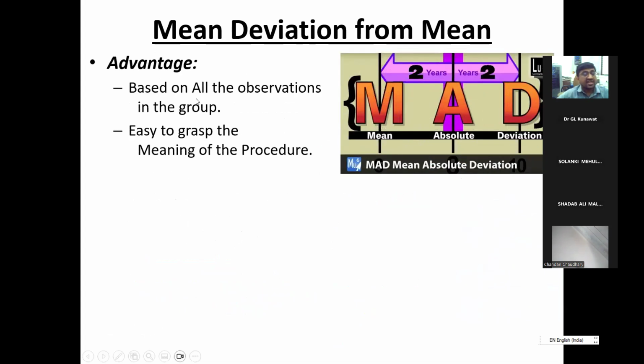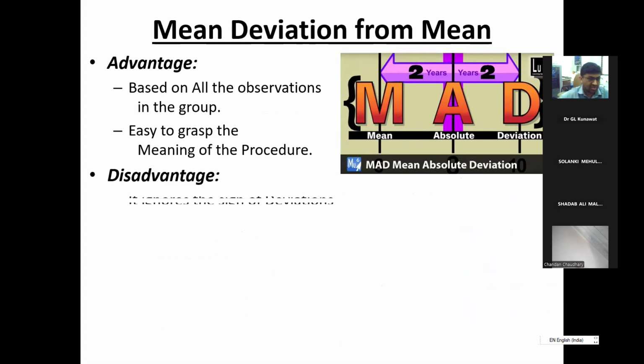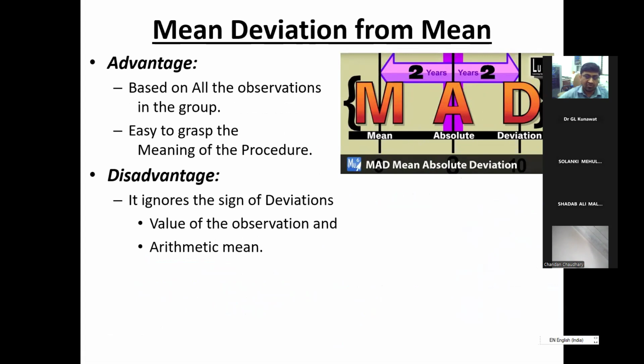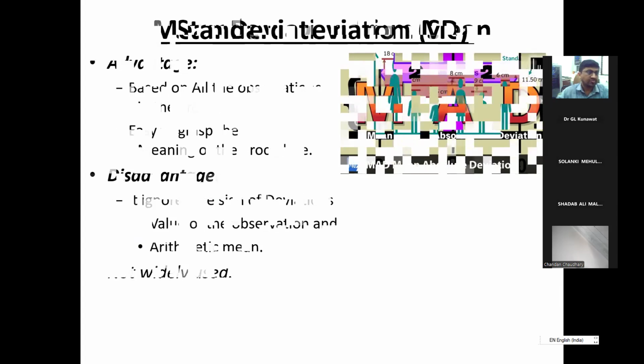Here we are taking into consideration each observation in the group, and that is why it is based on all the observations. So it is easy to grasp the meaning of the procedure. But the disadvantage is we are ignoring the signs of the deviations, and that is why we ignore how much negative implication there is. And that is why it is not widely used.